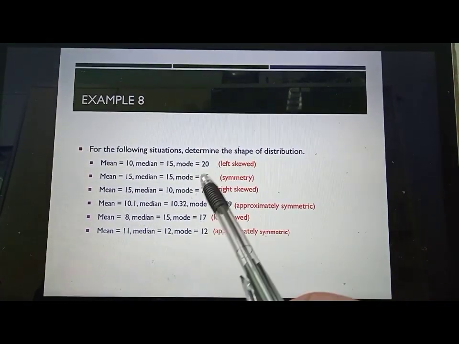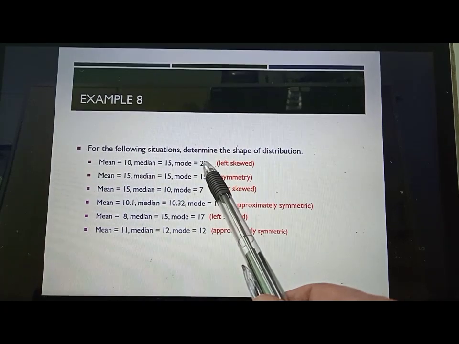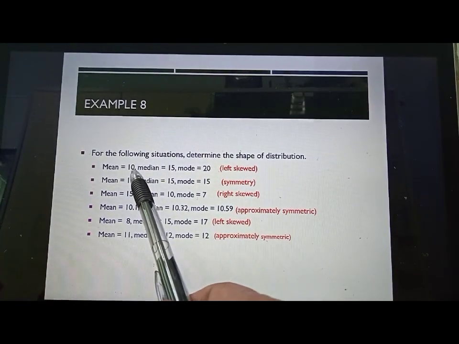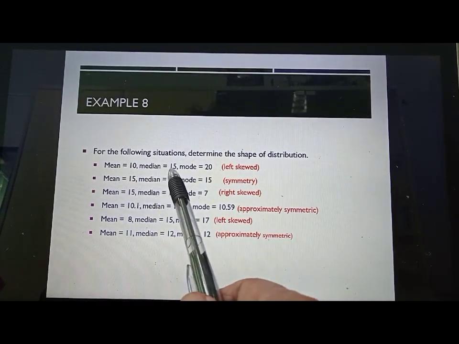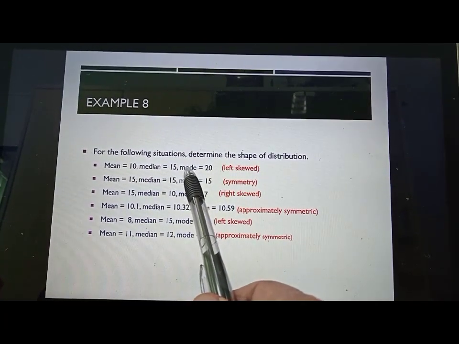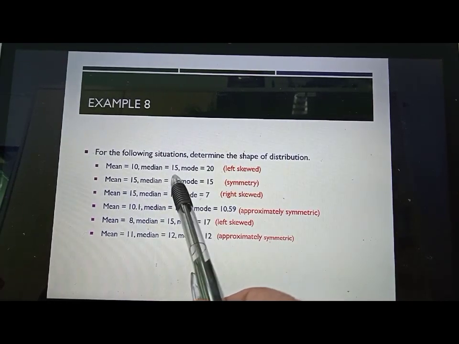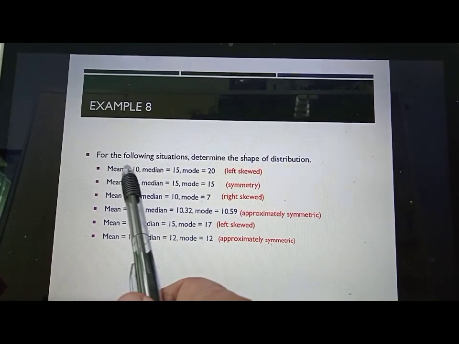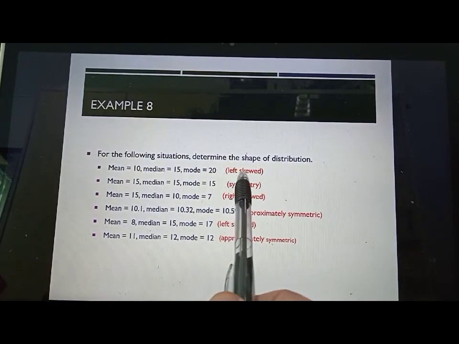Okay, for this example, for the following situations, determine the shape of the distribution. For mean value 10, median 15 and mode 20, now try to determine the shape of the distribution. We can see since mean is less than median, it is left skewed.